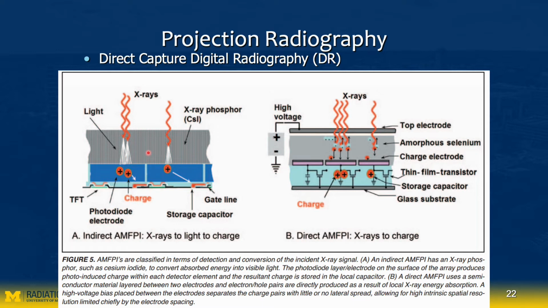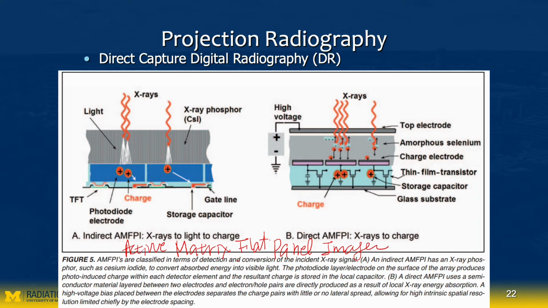So there are two different types of digital radiography. One, as you can see on your left, is indirect, and on your right is direct. AMFPI stands for active matrix flat panel imager.